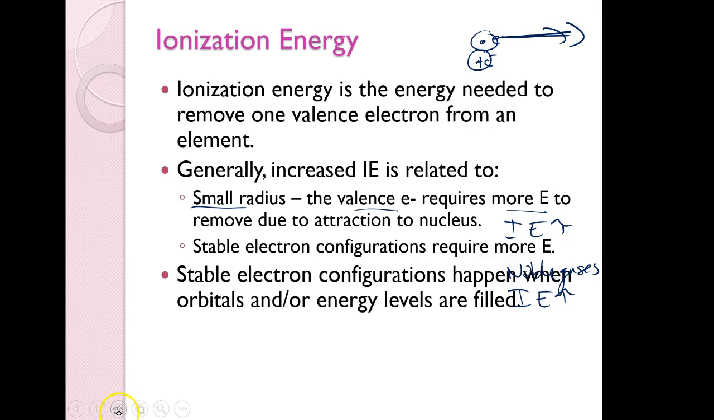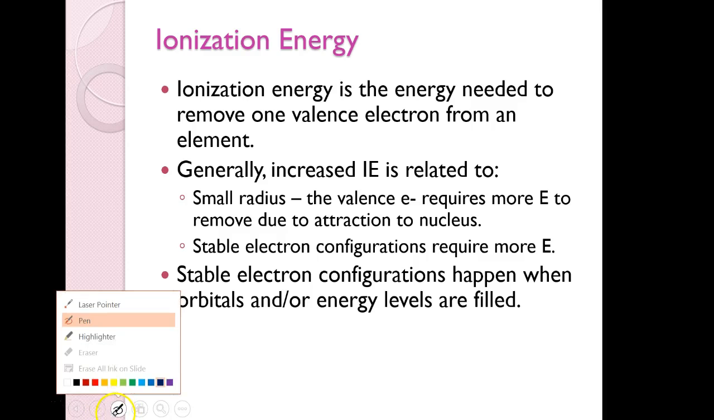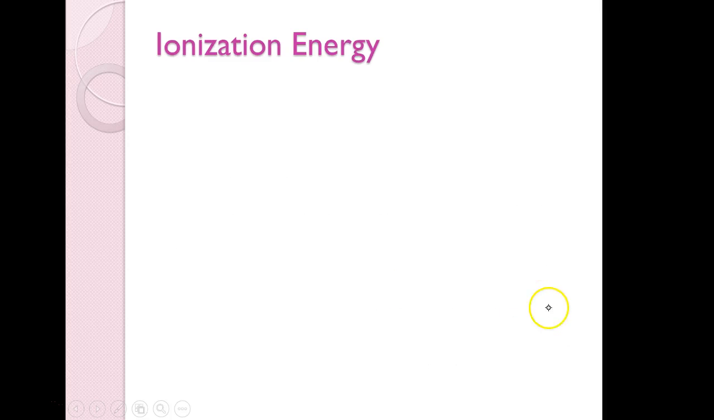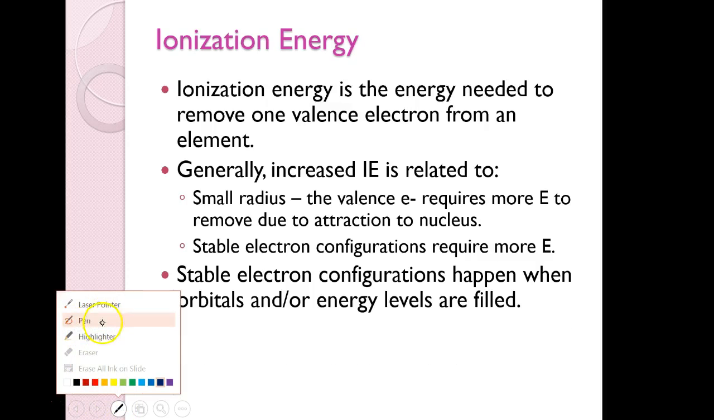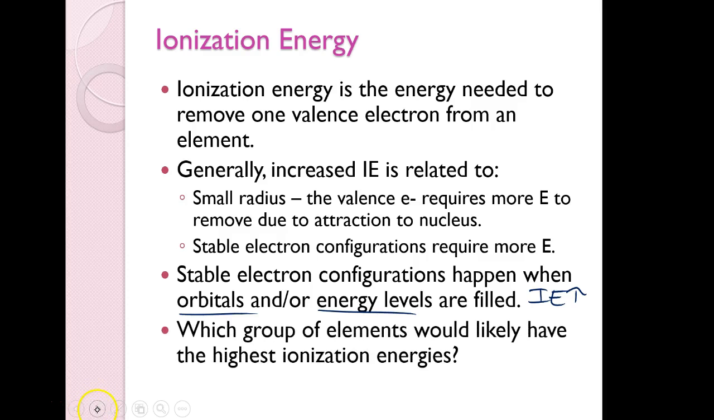And like I said, stable electron configurations happen when the orbitals or the energy levels are completely filled. That makes them more stable, and ionization energy increases if they have energy levels that are filled or orbitals that are filled. And so which group of elements will have the highest ionization energies? That would definitely be the noble gases.